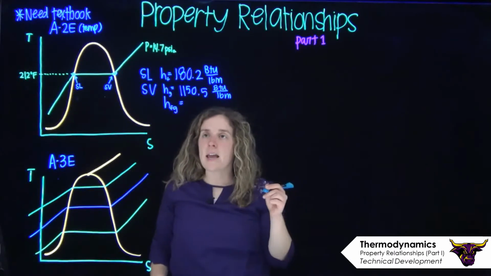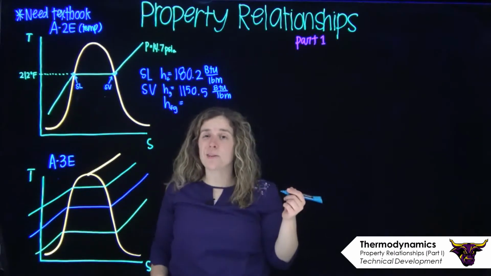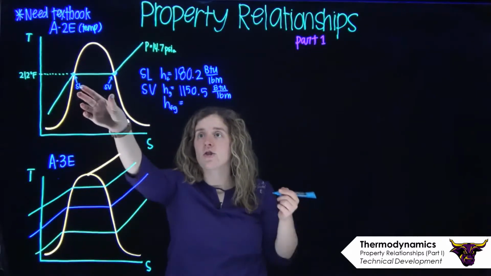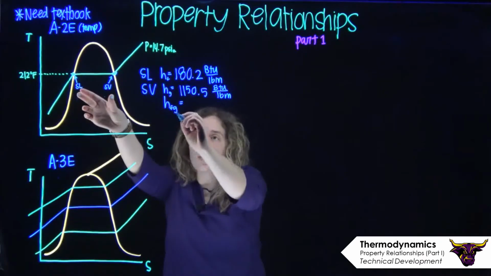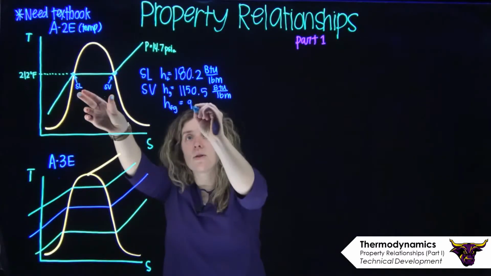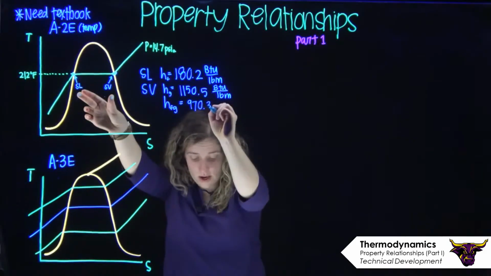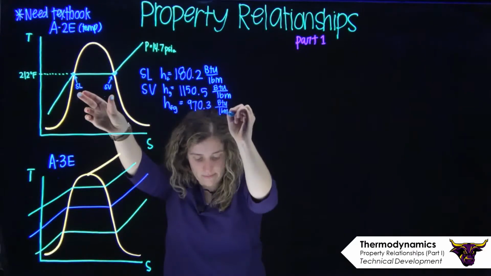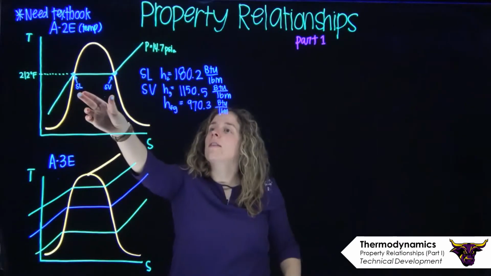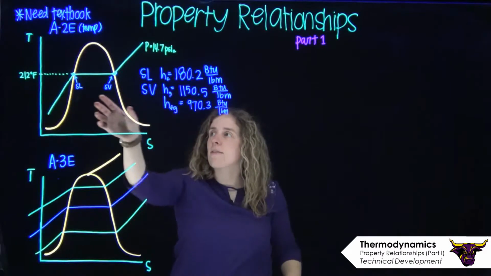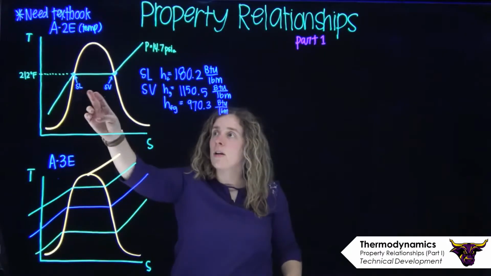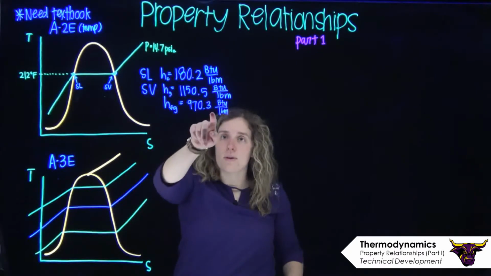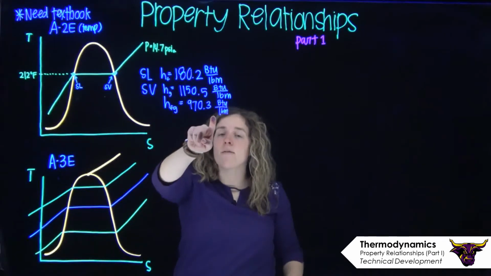All right. And conveniently in the table, we have to do the subtraction a lot of times to figure out the difference between hf and hg. And so they give us this value hfg, which in this case is equal to 970.3 BTU per pound mass. What this number tells me is that if I wanted to go from a saturated liquid to a saturated vapor, I would have to add 970.3 BTUs for every pound mass of water that I had.